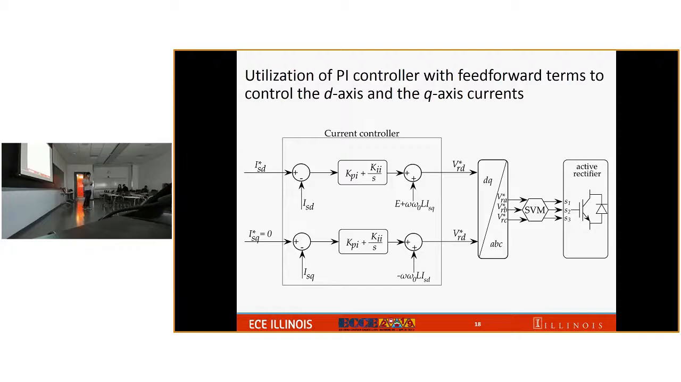So the takeaway from here is, okay, we have the D-axis current of the active rectifier, and we can control the power going to the DC bus. And the question is, how do we use that for maximum power point tracking?